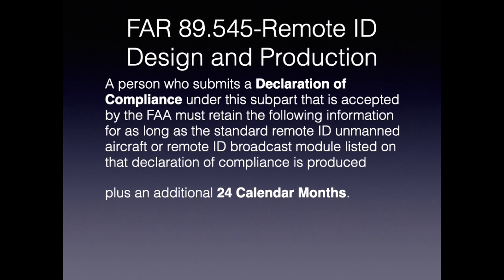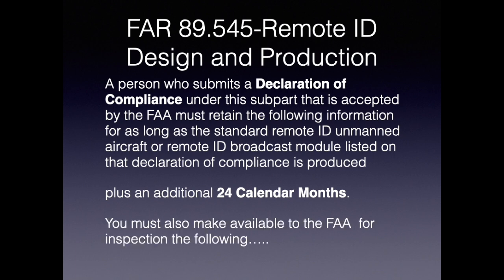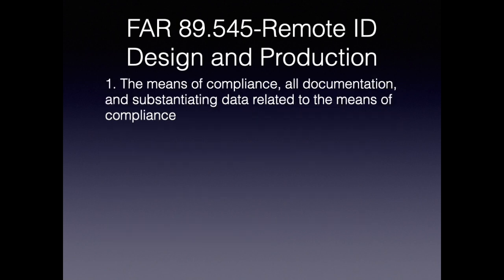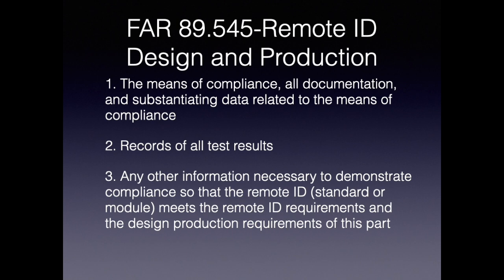Okay. You must also make available to the FAA for inspection the following. Number one, the means of compliance, all documentation and substantiating data related to the means of compliance. Number two is records of all test results. And number three, any other information necessary to demonstrate compliance so that the remote ID, whether it be a standard or a module, meets the remote ID requirements and the design and production requirements of this part. So again, there's a lot of little details in there as far as the specifics of what you have to keep and what you have to make available and so forth.